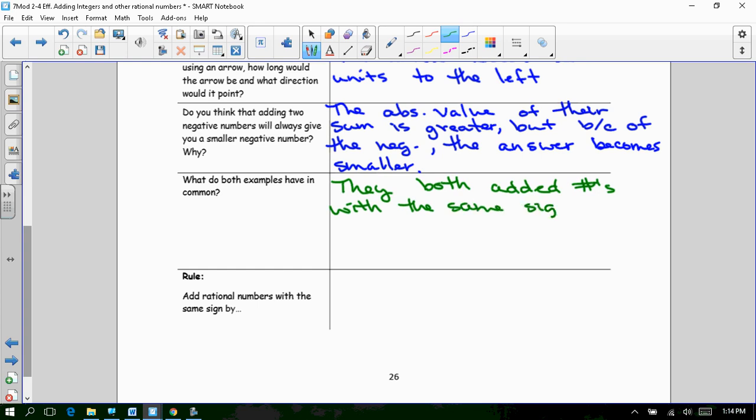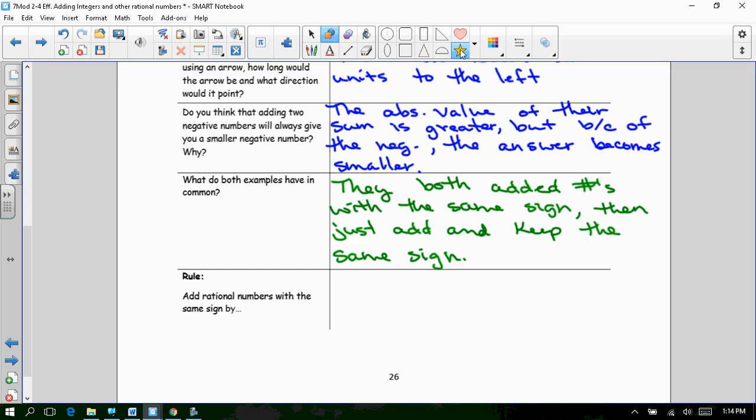And when we added numbers with the same sign, then just add and keep the same sign, right? If they're both positive, it stays positive. If they're both negative, they stay negative, okay? So here's the key to this, all right? Here's the rule. I'm going to put a star by it.